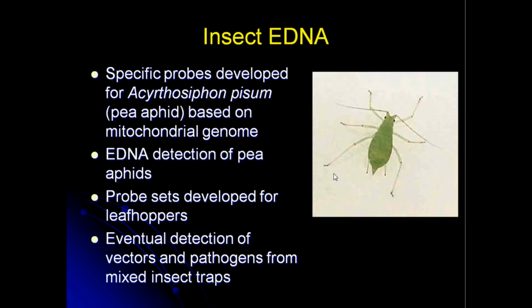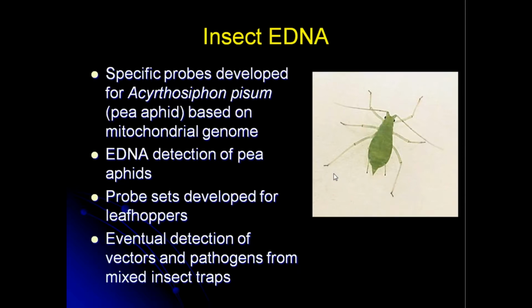In our lab, we've adapted this to do what we call insect eDNA. In particular, we developed probes for the pea aphid based on a mitochondrial genome. We are then able to, in a metagenome, detect pea aphids. Probe sets have also been developed for leafhoppers because those are also useful. And we anticipate this would be a way to look for vectors.